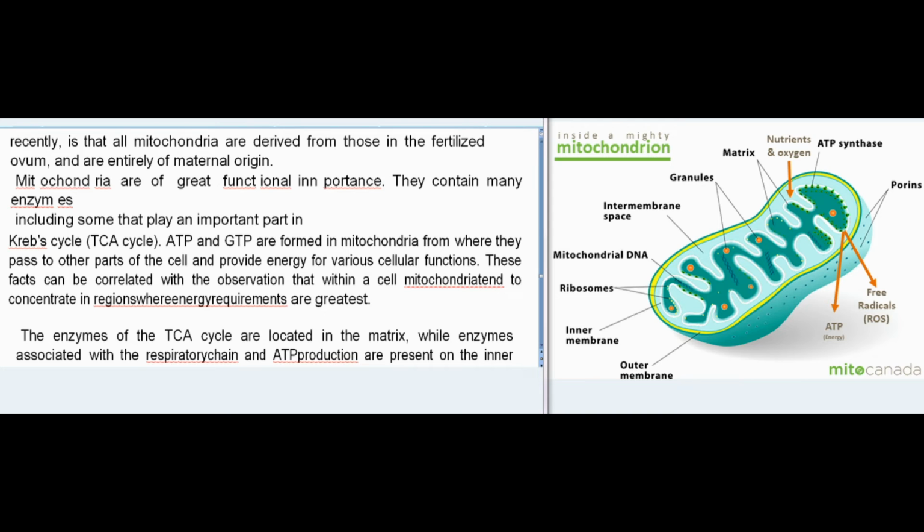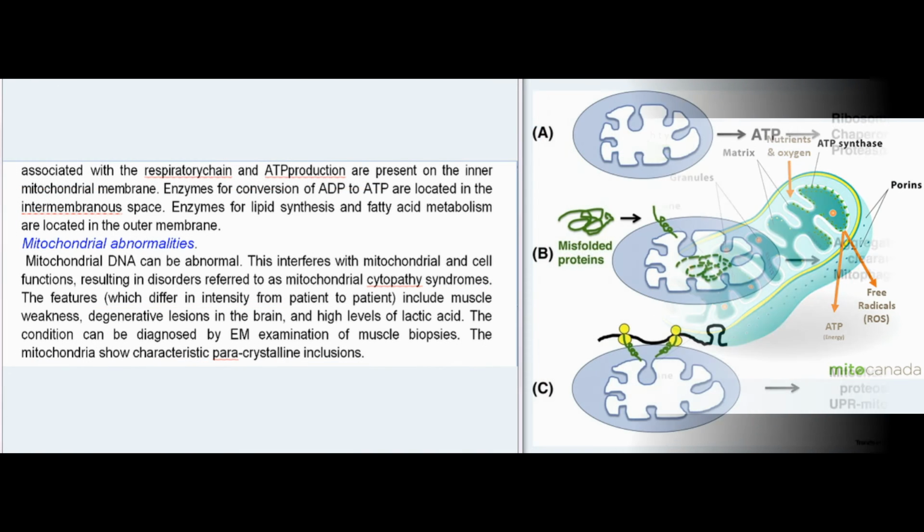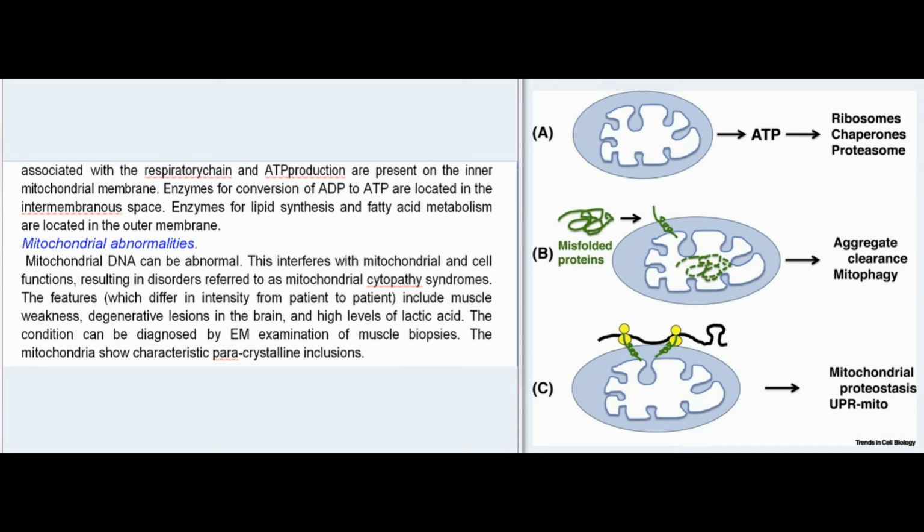The enzymes of the TCA cycle are located in the matrix, while enzymes associated with the respiratory chain and ATP production are present on the inner mitochondrial membrane. Enzymes for conversion of ADP to ATP are located in the intermembranous space. Enzymes for lipid synthesis and fatty acid metabolism are located in the outer membrane.